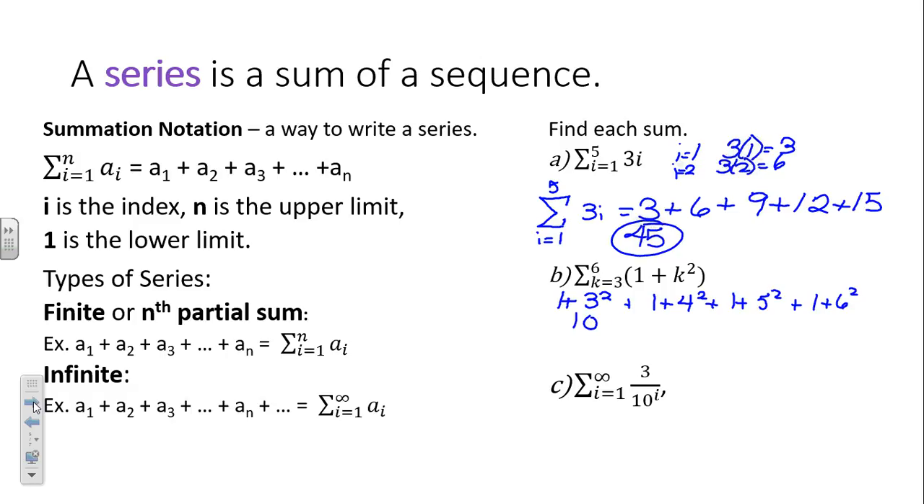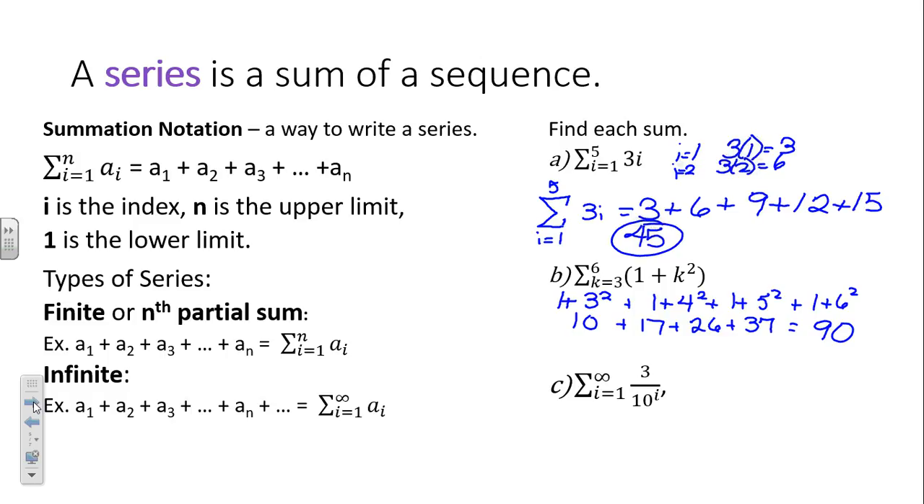So 10, 17, 26, 37. Because everywhere we see a k, we have to plug in whatever number we're on. Our first term we were looking at was the third, or k equals 3. So 1 plus 3 squared. Then our next term was 4, so 1 plus 4 squared. And our next term was 5, so 1 plus 5 squared. And then we were up to 6, 1 plus 6 squared.